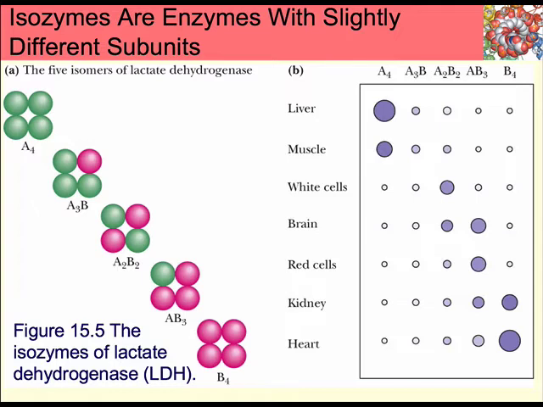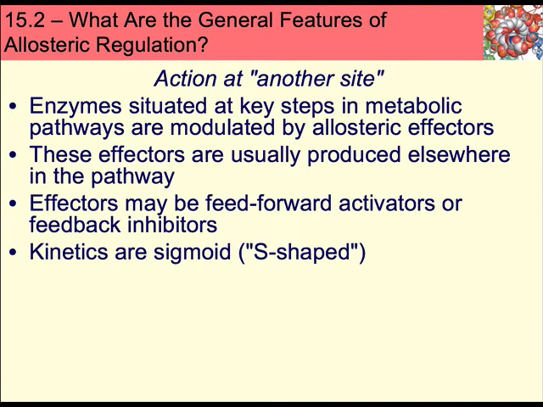So these are isozymes, all with slightly different activities, slightly different dependencies on other factors that can influence the activity, and all specialized to work with particular tissues in your body. Isozymes. So, what about allosteric regulation? What are the general features of what we call allosteric regulation?